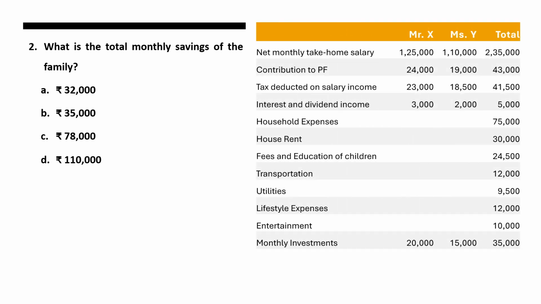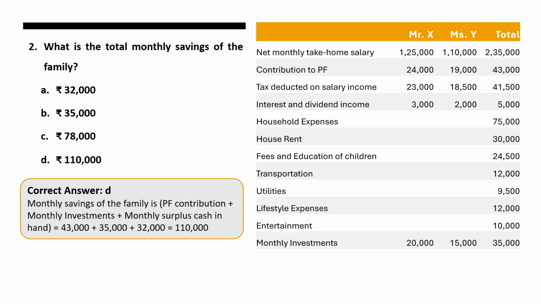What is the total monthly savings of the family? So again we have 4 options here, and this is the information. To calculate the total monthly savings, we need to see what is the total investment and the surplus cash that the family has. Okay, so here the correct answer is D, that is 1,10,000. And how we got this? Let's see.